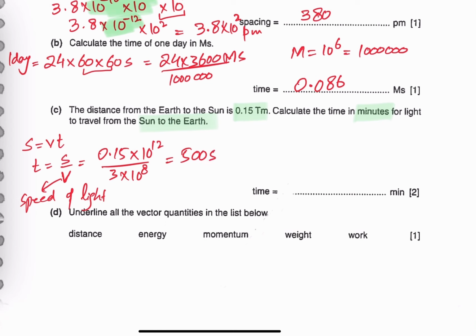Dividing both of them, you get 500 seconds. You have to convert it into minutes, so for converting into minutes you have to divide it by 60. That will give you minutes. 500 divided by 60, it's 8.3 minutes.